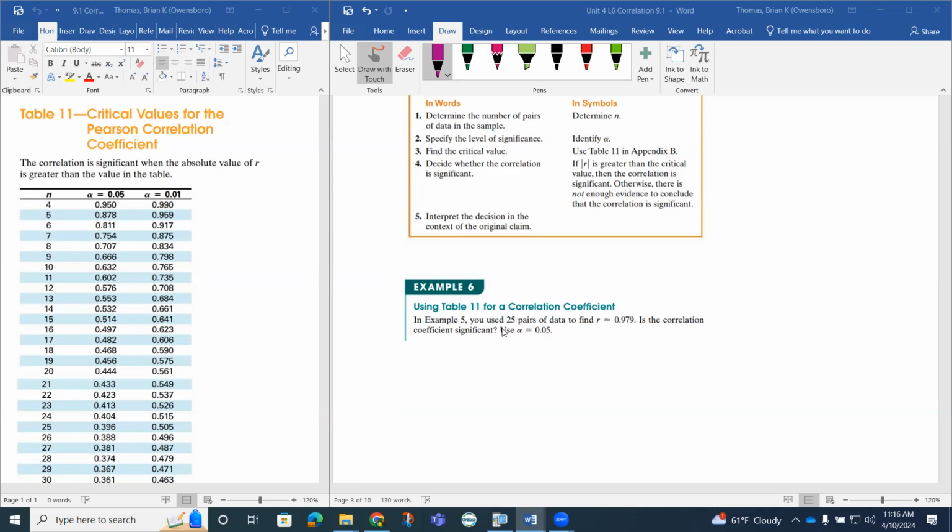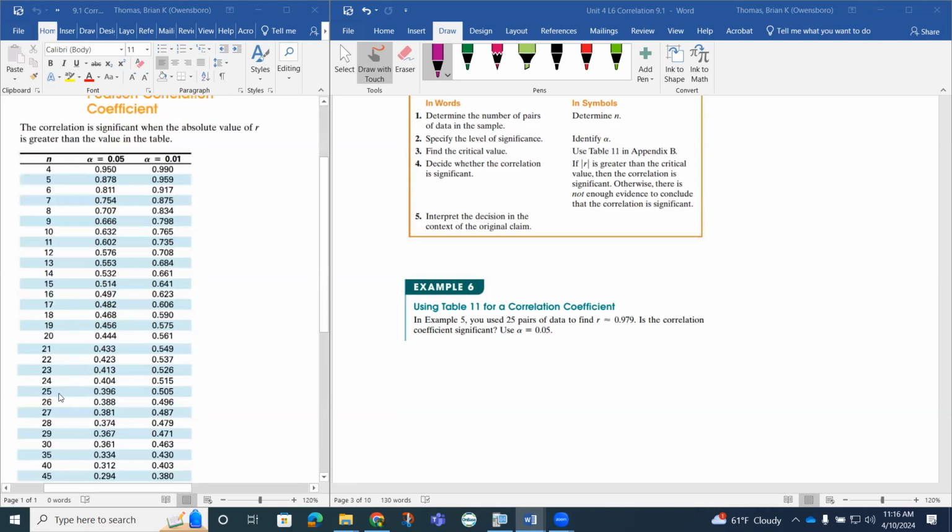So basically what we want to do now is, since there's 25 ordered pairs, if we look at our table at 25, and since our level of significance is 0.05, this gives us this critical value, which is 0.396. Notice how the critical value decreases the more data we have. So the absolute value of R, let's see if this works here. I'm going to jump from table to table, and it kind of messes with it.